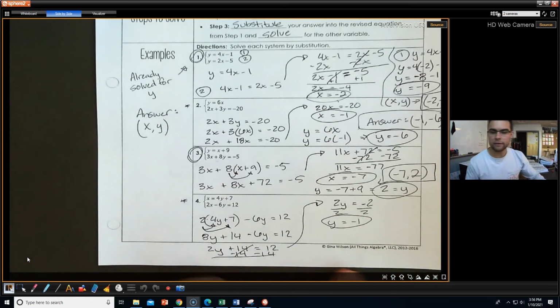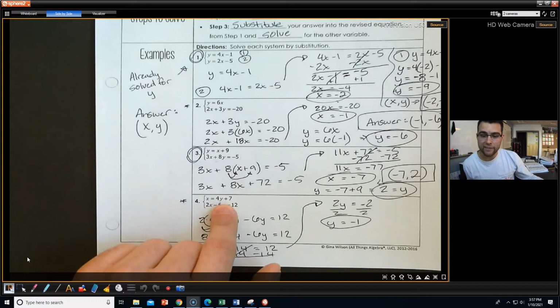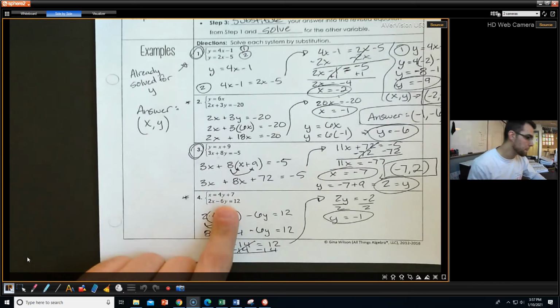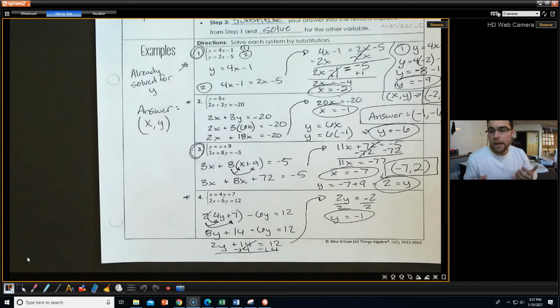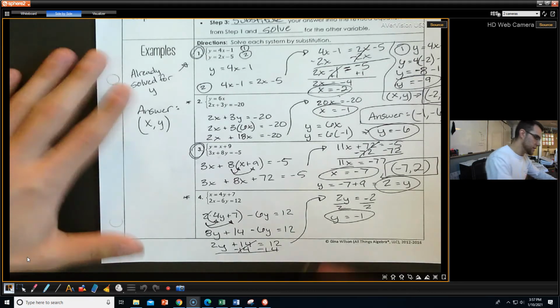And now let's replace y in this top equation with -1. It's the easier equation. And again, it doesn't matter which one you do. You're going to get the same answer. They're a system of equations. They're related to each other. They're on the same team, right? But make it easy on yourself, okay?